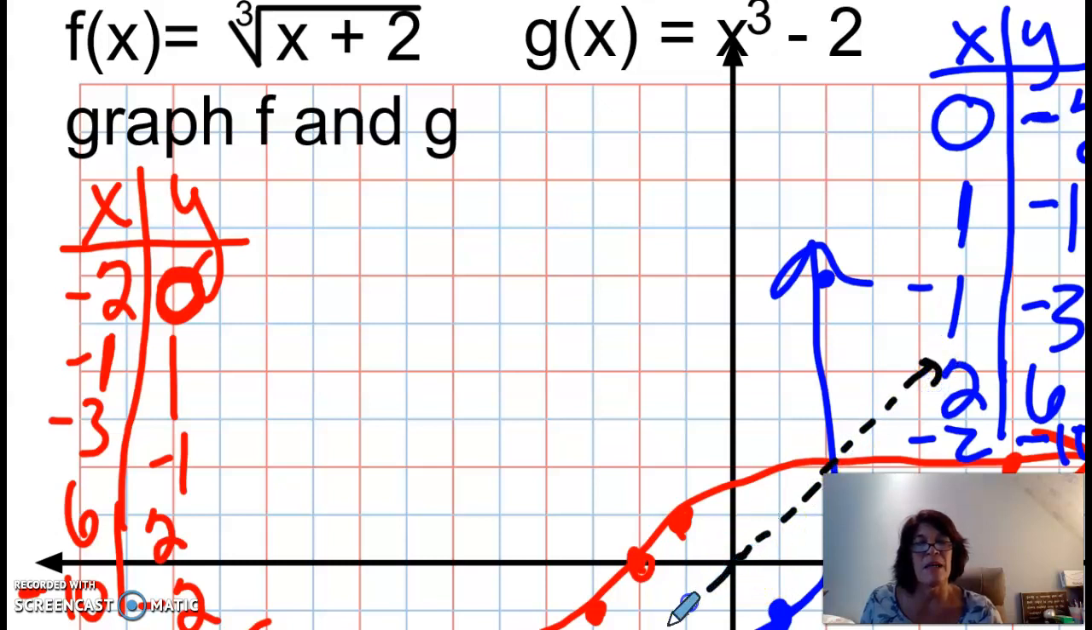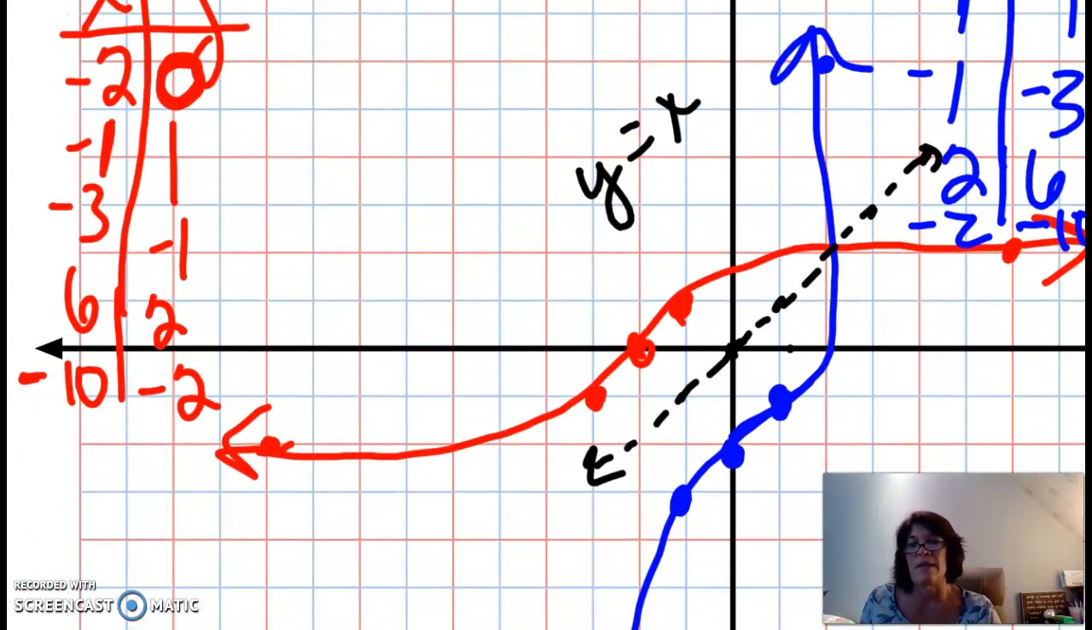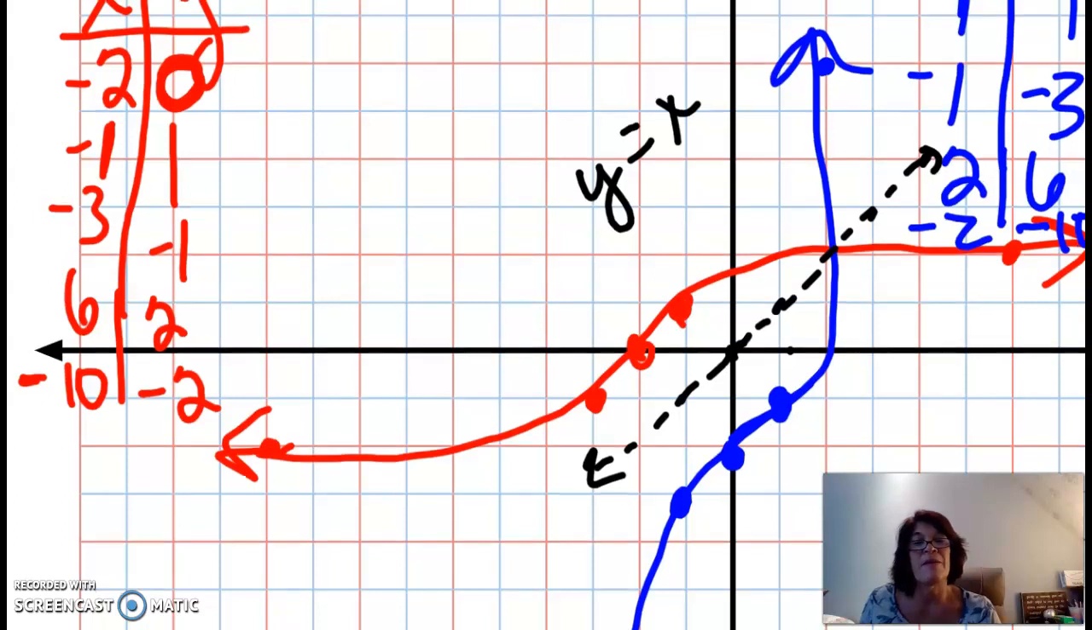If I would graph the line y equals x, in other words, 0, 0, 1, 1, 2, 2, 3, 3, 4, 4, the x and y coordinates always equal each other. If I graph the line y equals x, then inverse functions will always be symmetrical around it. Okay? It's another characteristic.